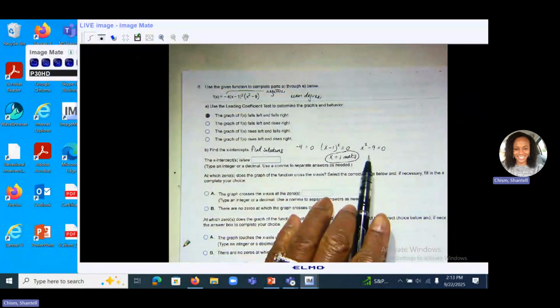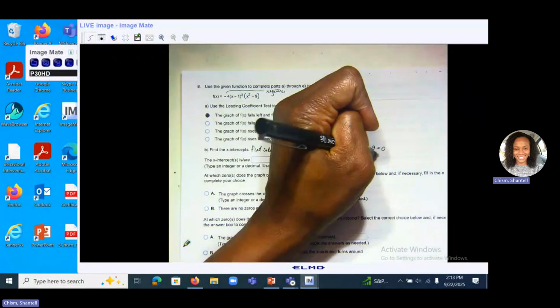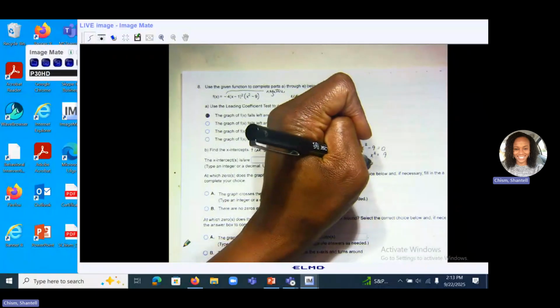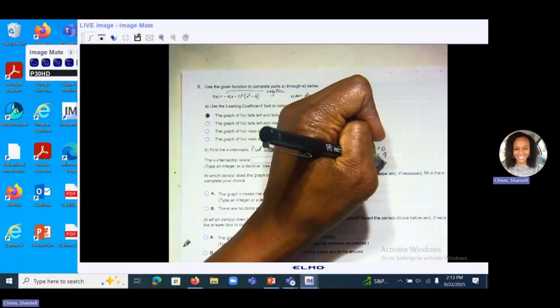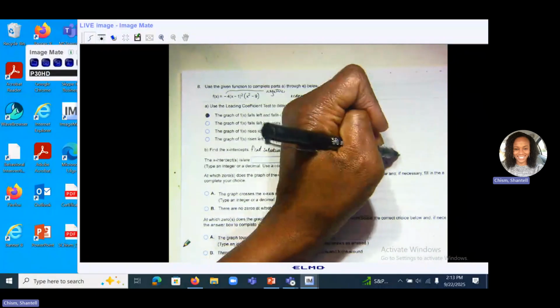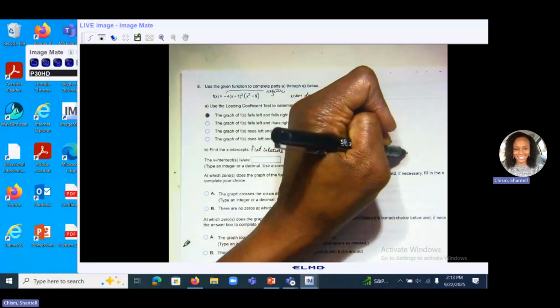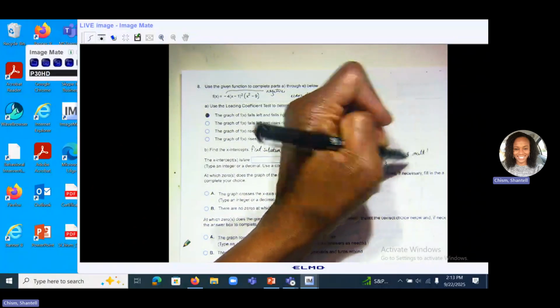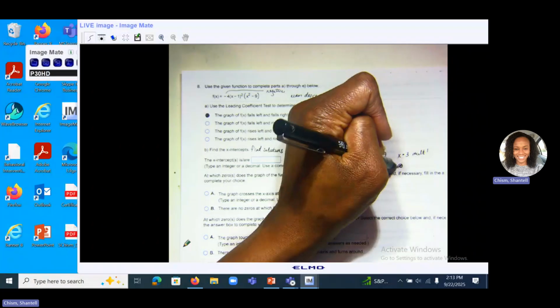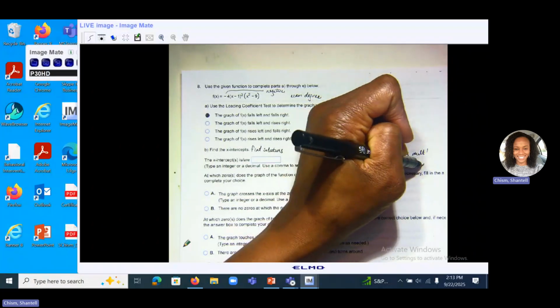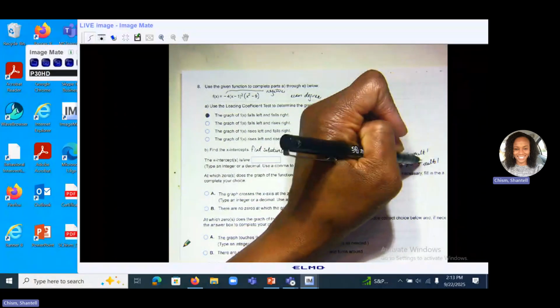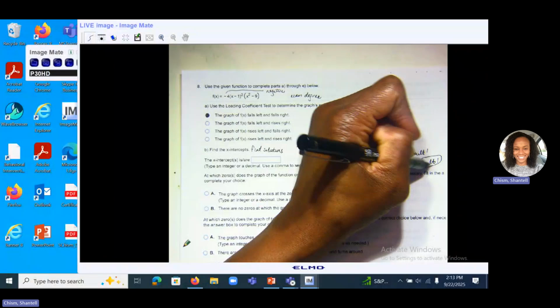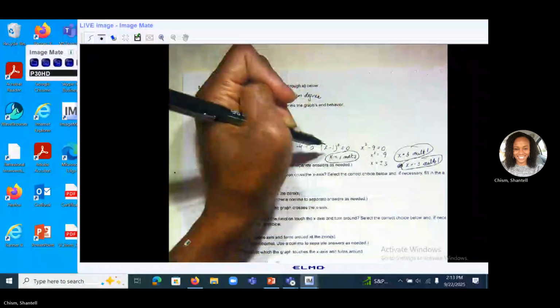And then this one is x squared minus 9. So we're going to solve this by taking 9 over. Then we have x equals plus or minus 3. So here we have x equals 3, multiplicity of 1, and x equals -3, multiplicity of 1. So here are our solutions.